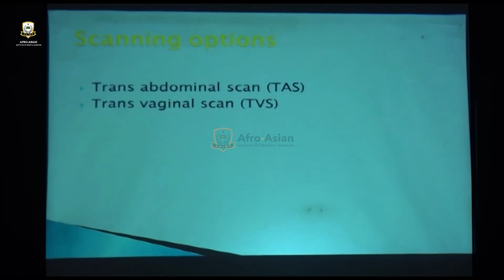What scanning options do we have? There are 2 options. I've already discussed, talked about them. One is the transabdominal, which is also called TAS, and the other is transvaginal scan, which is TVS.